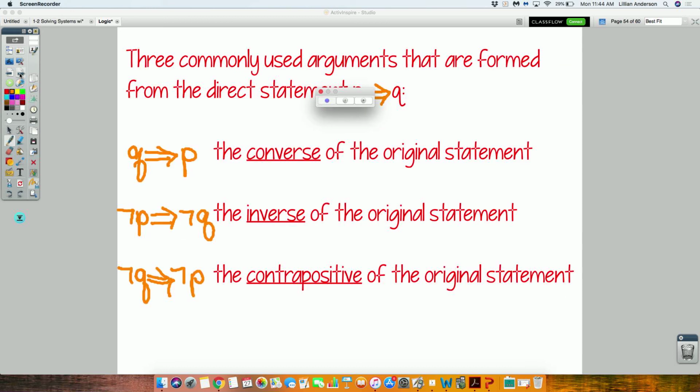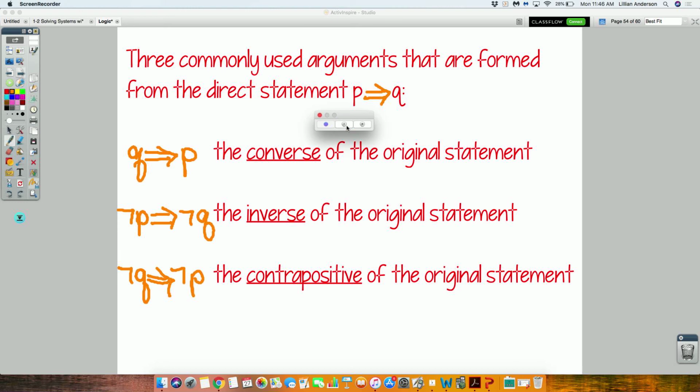So on this foldable, you're going to put the three commonly used arguments with their symbolic notation and what they represent. So when you have your basic conditional statement, which is your implication, P implies Q, then you have these other three commonly used arguments, which are the converse, the inverse, and the contrapositive. Q implies P is the converse, not P implies not Q is the inverse, and not Q implies not P is the contrapositive of the original statement.